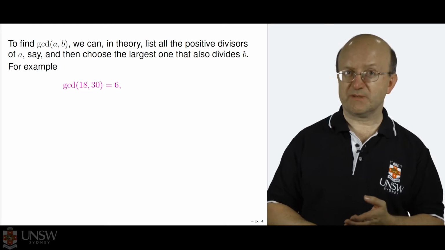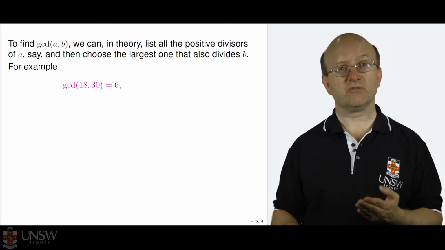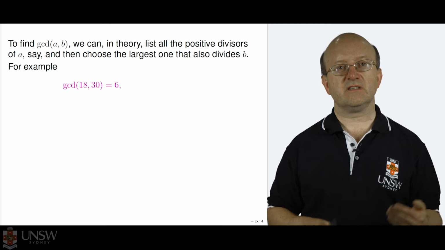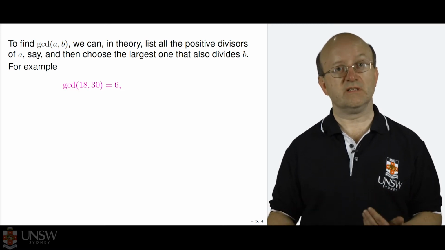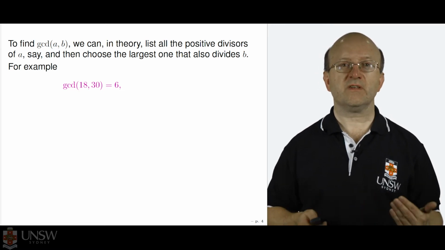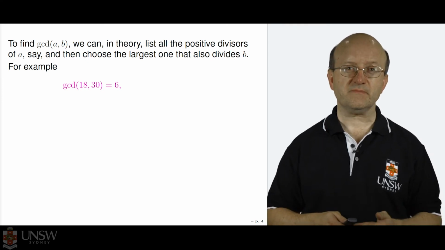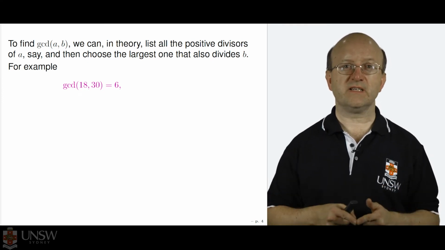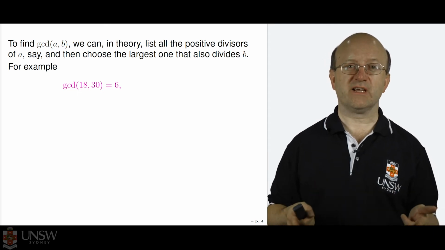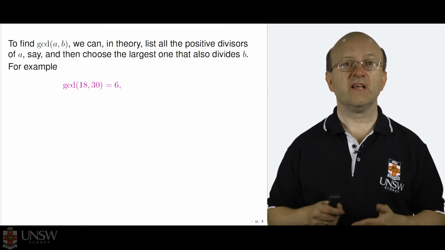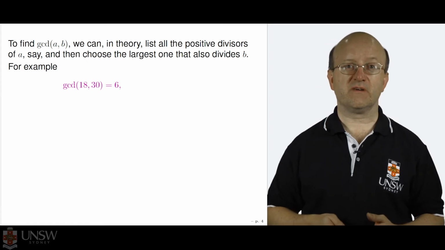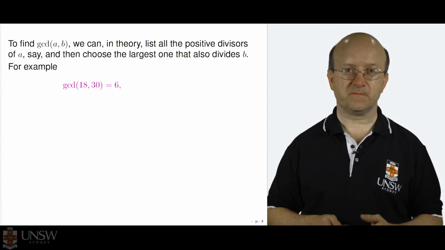What's the next one up? The next one up is 6. 6 divides 18 and it also divides 30. The next divisor of 18 is 9, which doesn't divide 30. And the only other divisor of 18 is 18 itself, which doesn't divide 30. Now, of those divisors of 18, clearly 6 is the largest one I found that also divided 30. So that must be the greatest common divisor of 18 and 30.